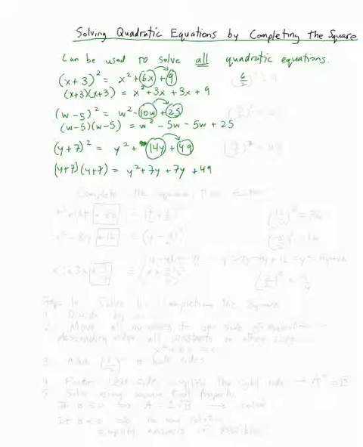Take 6, half of 6 is 3, and you square it, you get 9. Or half of 10 is 5, and you square it, you get 25. Or half of 14 is 7 squared is 49. So this process of getting this third term in there is called completing the square. So I want us to practice this.